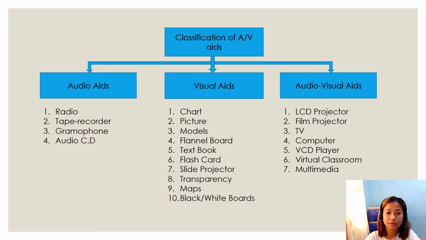So we have radio, tape recorder, gramophone, audio CD for audio aids. For visual aids, you have chart, picture, models, and so on. For the audiovisual aids, we have projectors, TV. Some may have virtual classroom, multimedia room. So those are the different audiovisual aids that you may use in your teaching learning process. If you have that in your classroom or in your school, you may utilize that.